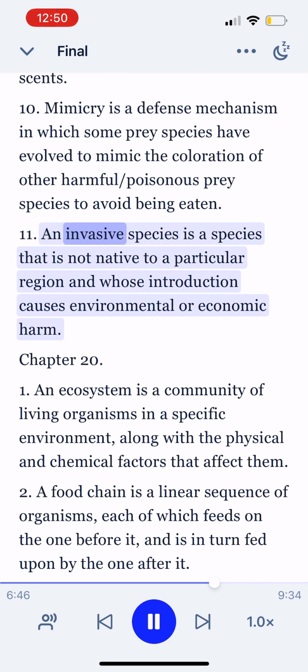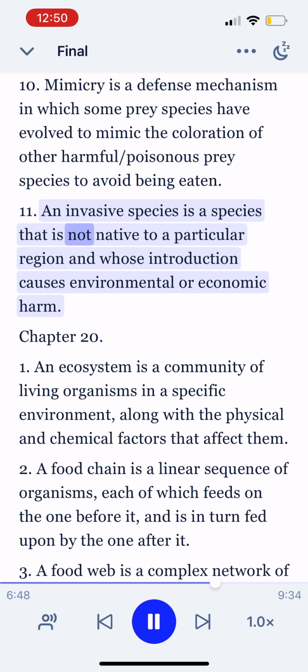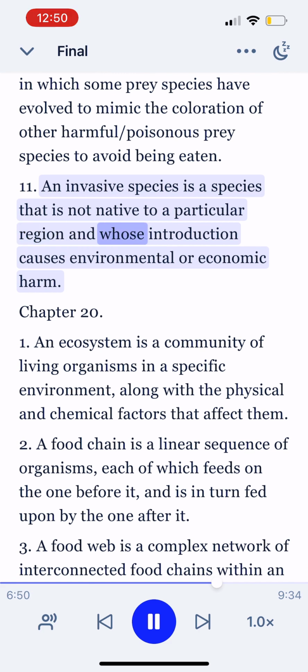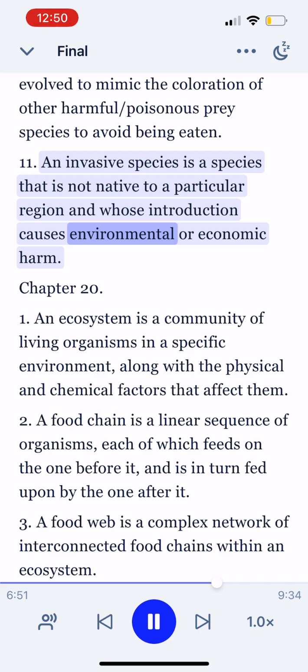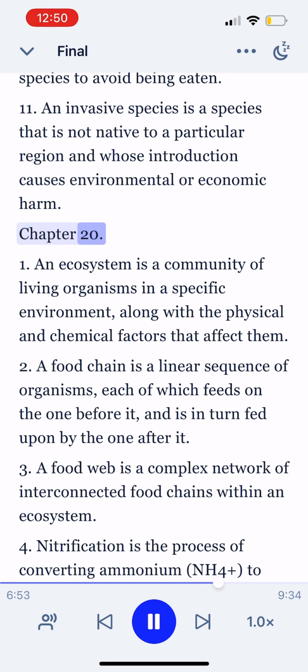11. An invasive species is a species that is not native to a particular region and whose introduction causes environmental or economic harm. Chapter 20.